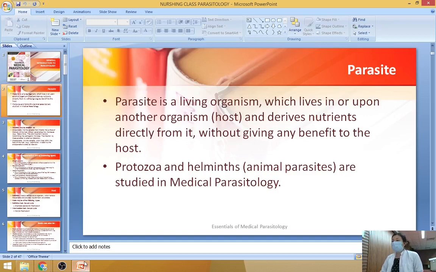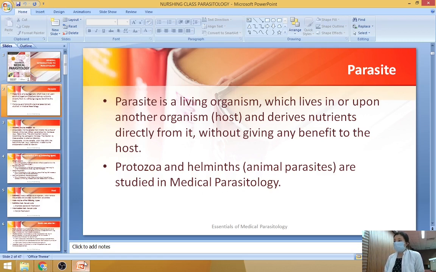By parasite, we mean a living organism which lives in or upon another organism, which is called a host, and derives its nutrients directly from it without giving any benefit to the host. Which means a parasite is a living organism. In order to thrive or live, it has to depend on another living organism, which is called the host. They derive all the nutrients directly from it, but it is not benefiting the host.